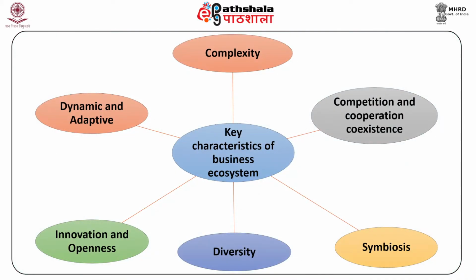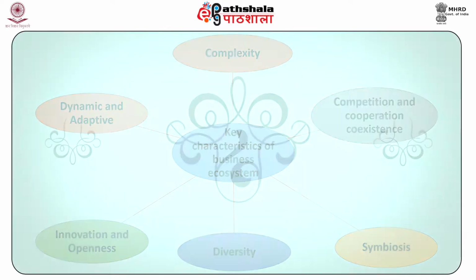Let us discuss the following key characteristics, also shown in figure 1, of business ecosystem in detail: complexity, competition and cooperation, coexistence, symbiosis, diversity, innovation and openness, dynamic and adaptive. Complexity. Business organizations are complex entities themselves, and when we talk about business community or business ecosystem, they are even more complex. Business ecosystem is a whole made up of many intricate parts.